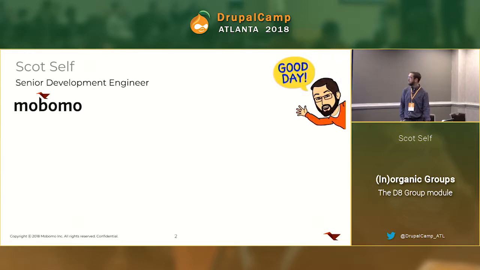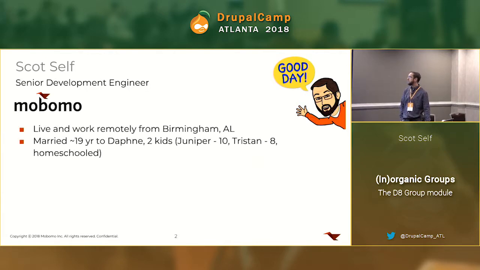So a little about me real quick. That's me. I work for a full-service agency out of Reston, Virginia called Mobomo. If you've been around the DC area, you may have heard the name. I live and work remotely out of Birmingham. Married, coming up on 20 years to my wonderful college sweetheart. Got 2 kids at home, homeschool them, so we're all home all the day long.